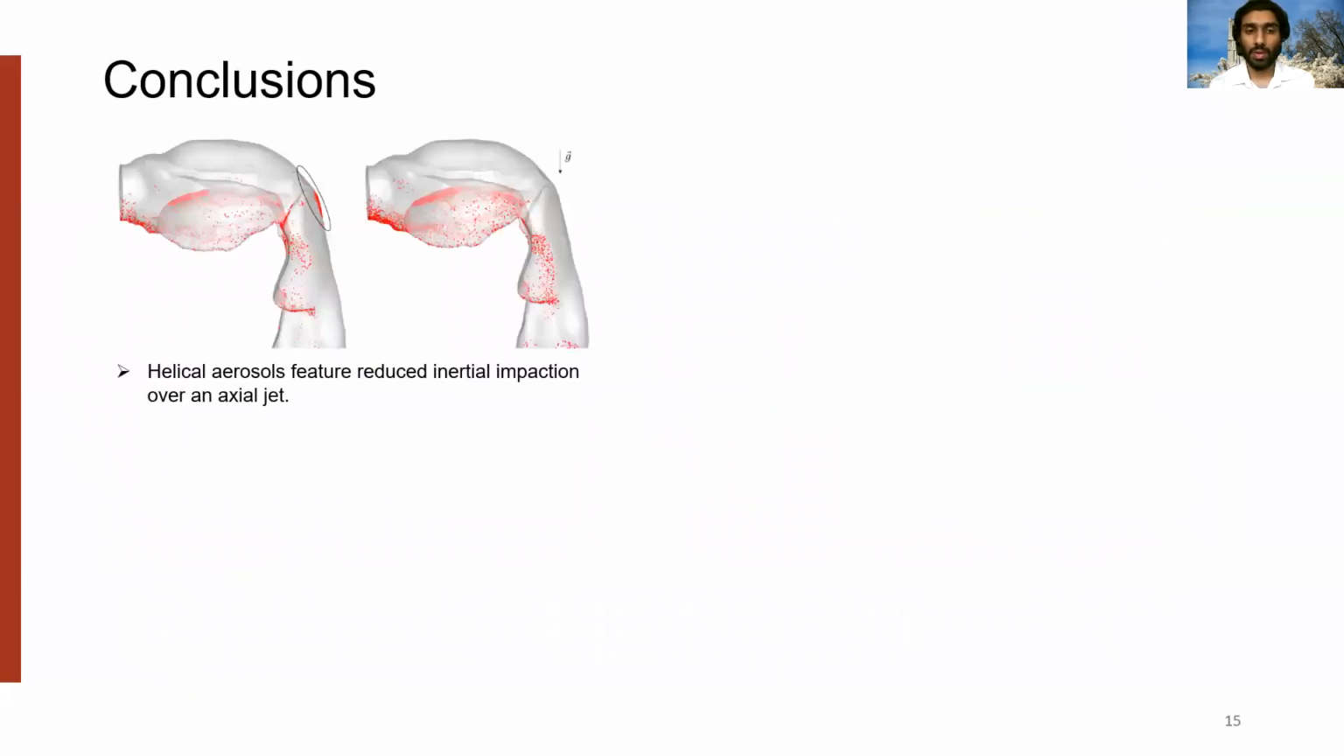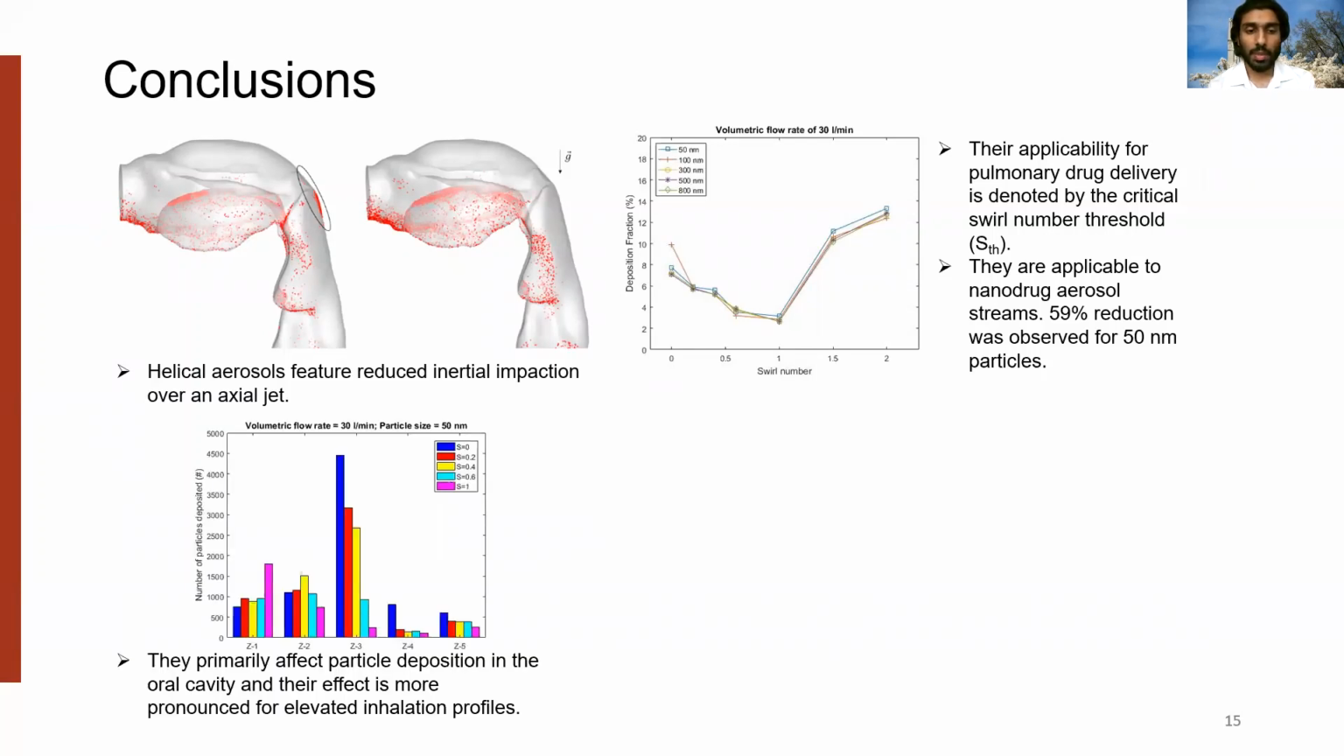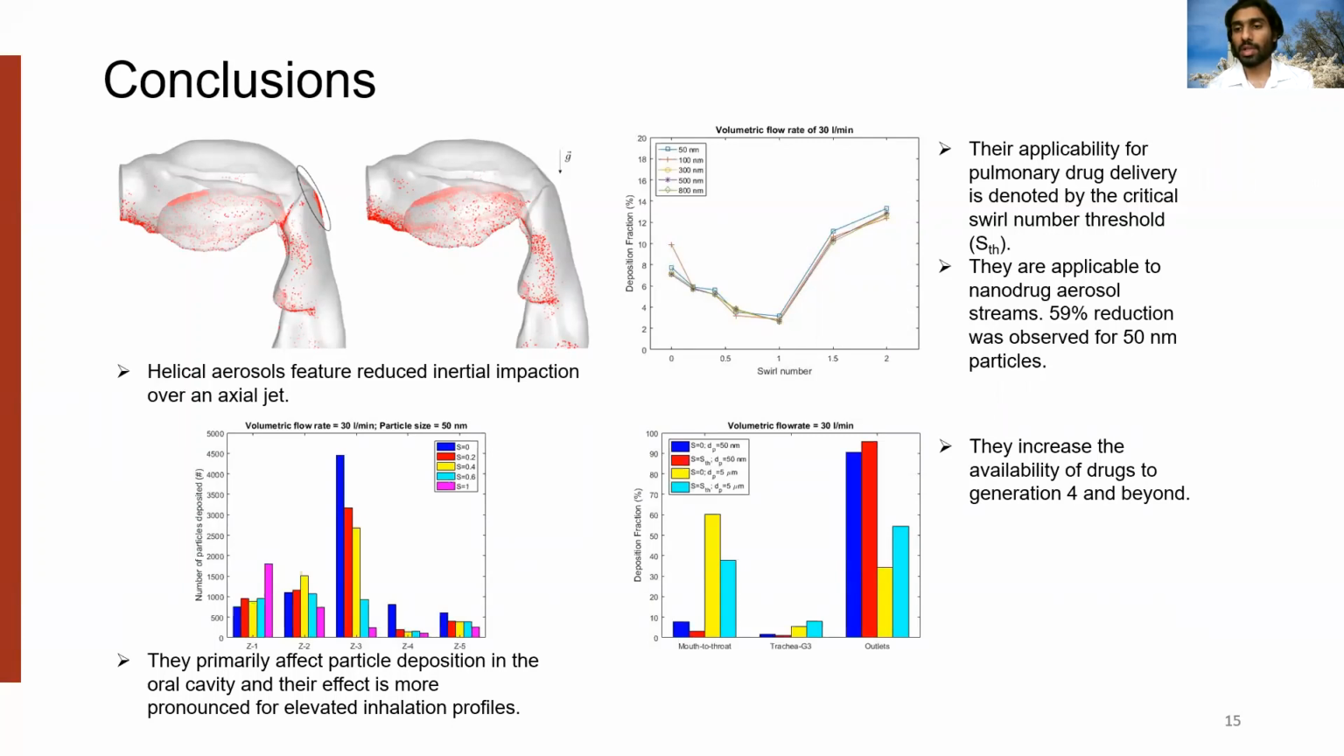Thus, to conclude, helical aerosols feature reduced inertial impaction over an axial jet. Their applicability for pulmonary drug delivery is denoted by critical swirl number threshold (S_TH). For example, they are applicable to nano-drug streams, where we observed a 59% reduction in the oral deposition fraction for 15 nanometer particles when switching over to a helical stream. They primarily affect particle deposition in the oral cavity, and their effect is more pronounced for elevated inhalation profiles. They increase the availability of drugs to generation 4 and beyond.